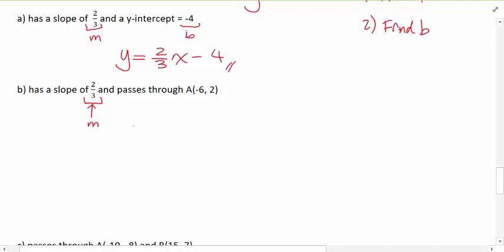However, what did I say? Once you know the value of something, what do you do with it? Plug it in. So what am I going to write? Y equals what? 2 over 3 X. No. What else? Plus B. Okay?